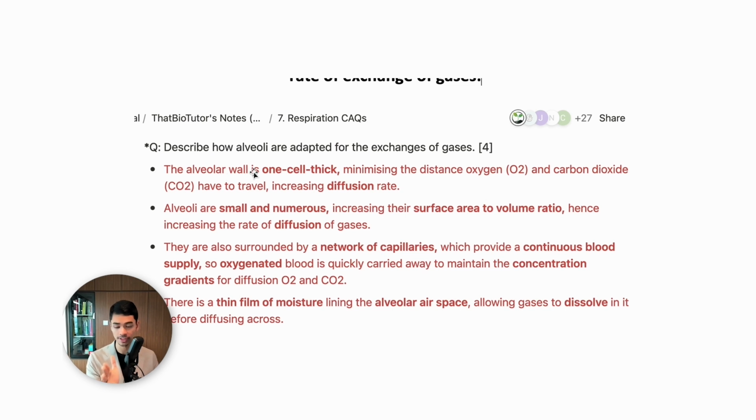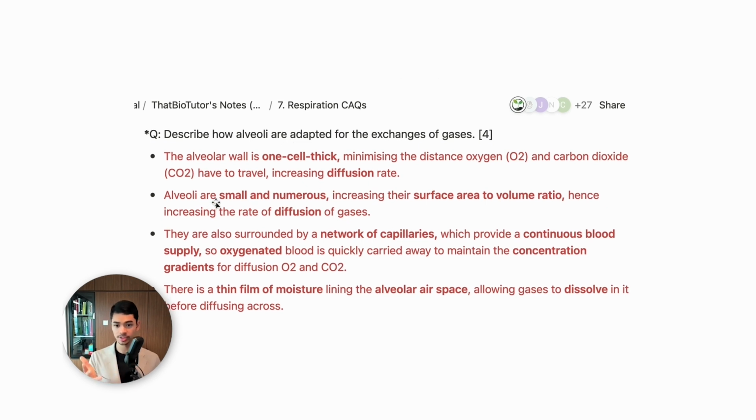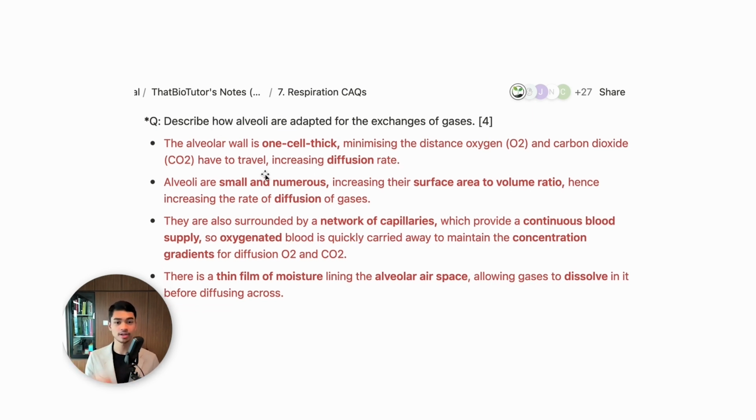See, the alveolar wall is one cell thick. Okay, that's stating the adaptation, right? Then here is the explaining of how one cell thick is good. So one cell thick means shorter diffusion distance. Shorter distance for oxygen and carbon dioxide to travel. That therefore increases diffusion rate. Okay, another example, small and numerous is just the feature, but how is this beneficial? Because that increases SA to V, therefore increases diffusion rate. So it's actually explaining every point. So describe how is an explain question.